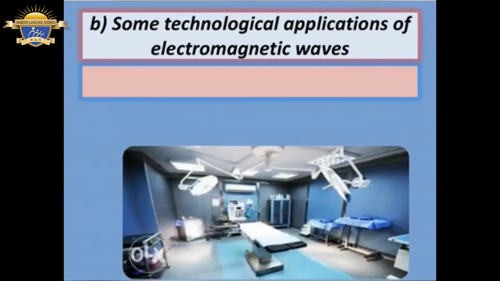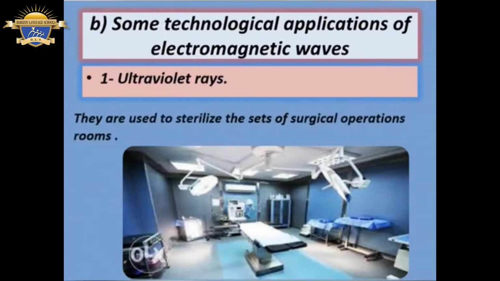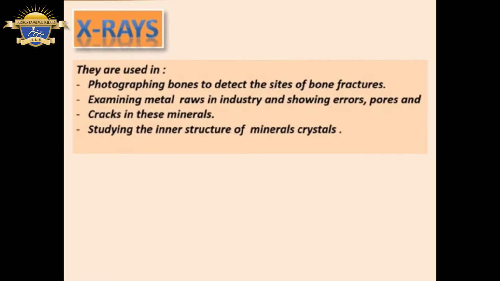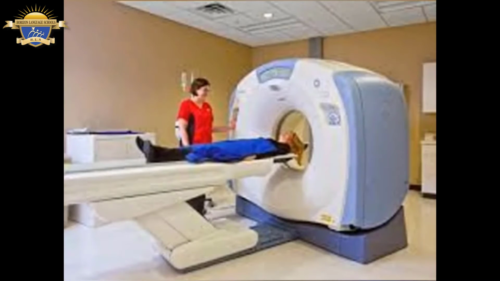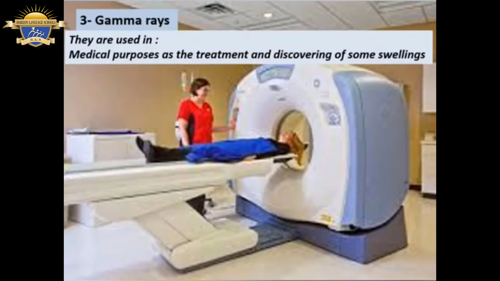Some technological applications of electromagnetic waves. Number 1, ultraviolet rays. They are used to sterilize the sets of the surgical operations room. Number 2, X-rays. They are used in photographing bones to detect the sites of bone fractures, examining metal rods in industry and showing errors in boards, cracks in minerals, and studying the inner structure of mineral crystals.